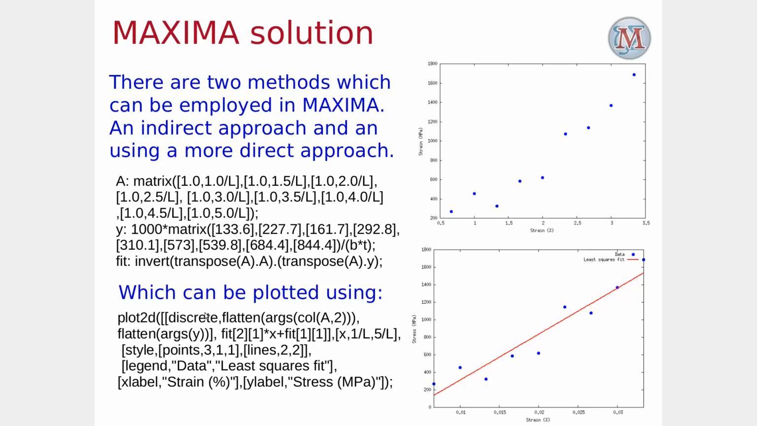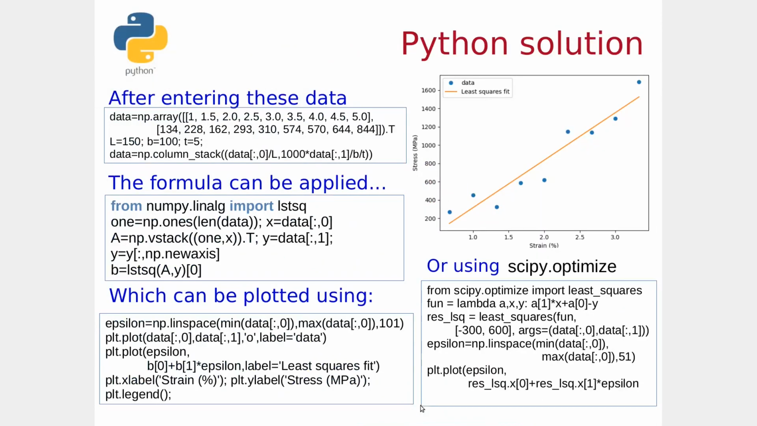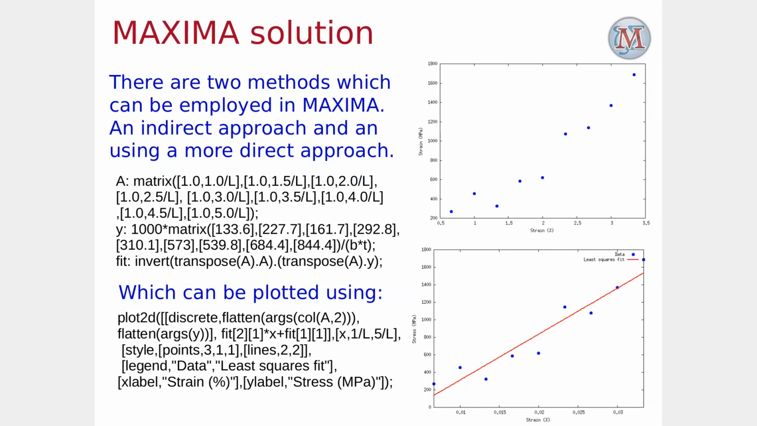And then to find the fit we simply do the A transpose A dot. Remember, the dot in Maxima is the matrix multiplication operation, and then we have transpose A times Y. So it's literally just applying that formula and finding B in that formula. And we plot them in the usual way. This time we need a discrete to flatten the arguments of the matrix and flatten the arguments of Y.